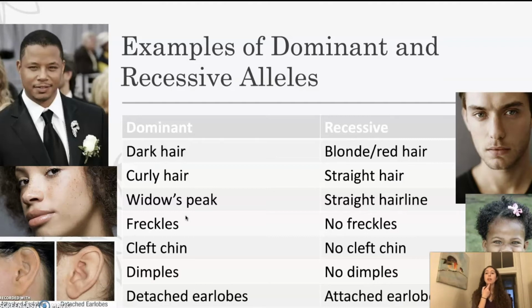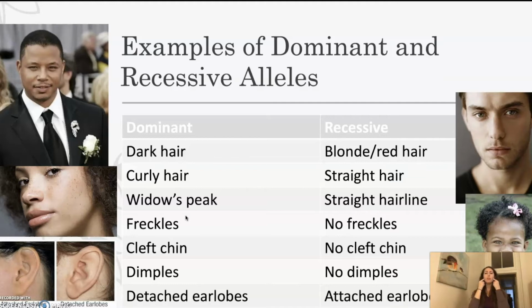Cleft chin. The person on the right-hand side has a cleft chin, which is when you have that little dimple in the middle of your chin. That is actually dominant over recessive. So if you do not have a cleft chin, that means that you have two recessive copies of that allele.